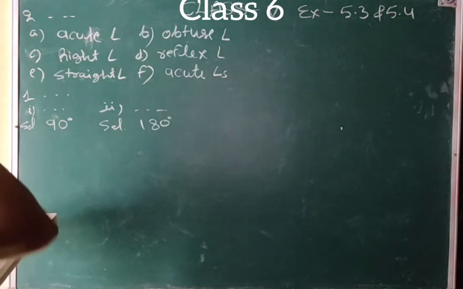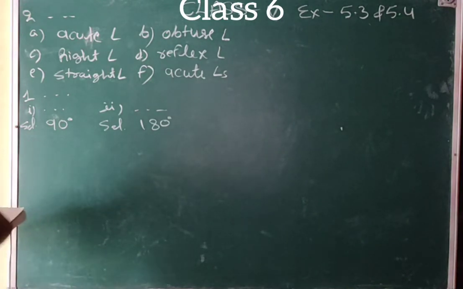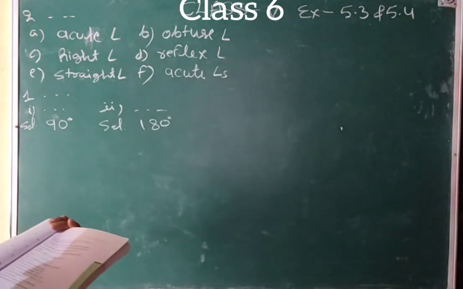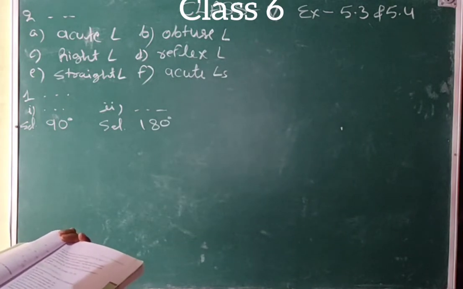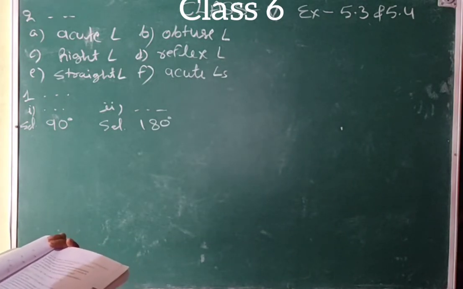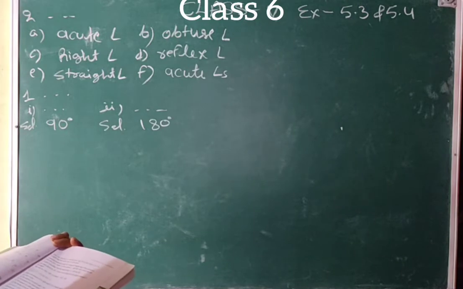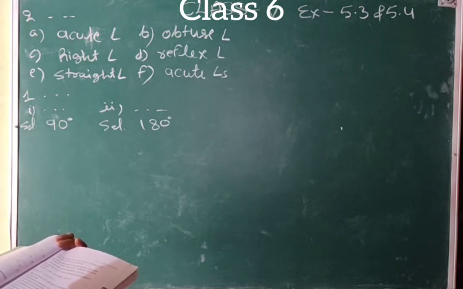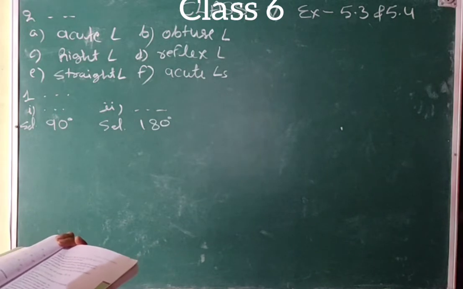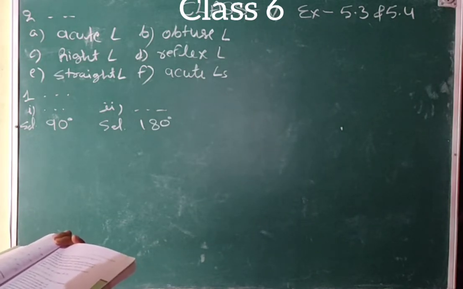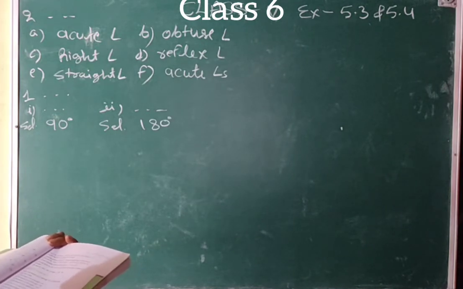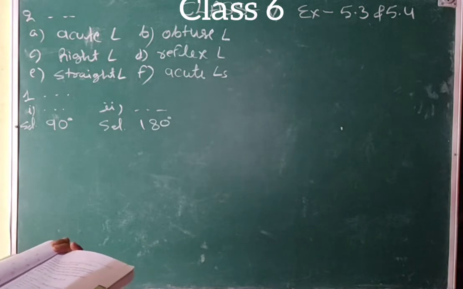Second question, true false. Acute angle less than 90 degrees, yes. Obtuse angle less than 90 degrees, no, that's false. Reflex angle more than 180 degrees, yes. Complete angle 360 degrees, yes. Angle A is equal to 53, angle B is equal to 35, so A is greater than angle B, yes, because 53 is greater than 35.